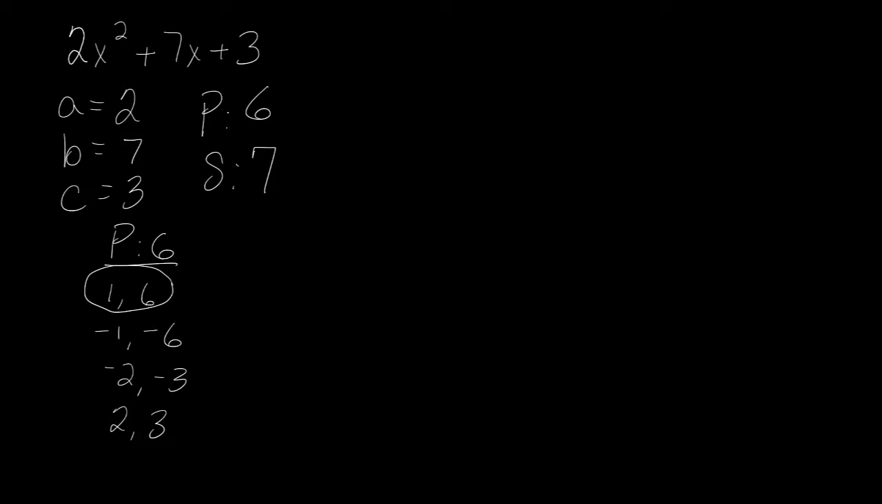So here's where the steps start to get a little bit tricky. Because when a is 1, you jump straight to the parentheses and you would write x plus 1 and x plus 6 in any order. But because a is not 1, you cannot jump straight to the parentheses. You have to go back to your original problem and rewrite it. But this time, instead of writing 7x, I'm going to plug in my new numbers here. So I would have 2x squared plus, instead of 7x, 1x plus 6x in any order, plus 3.